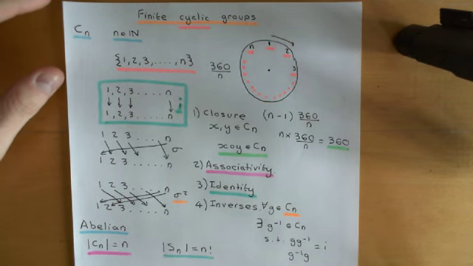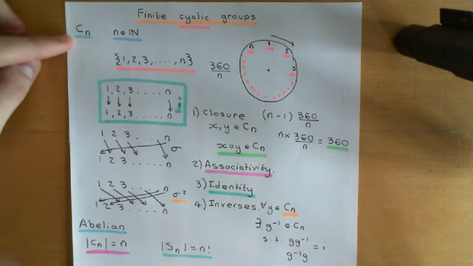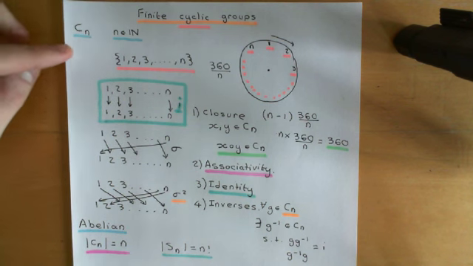Okay, so welcome back to this next video in which we are discussing the finite cyclic groups. We've discussed that the finite cyclic groups are an entire class of groups, and they're denoted C little n, where little n can range over the natural numbers, so it can be 1, 2, 3, 4, 5, etc.